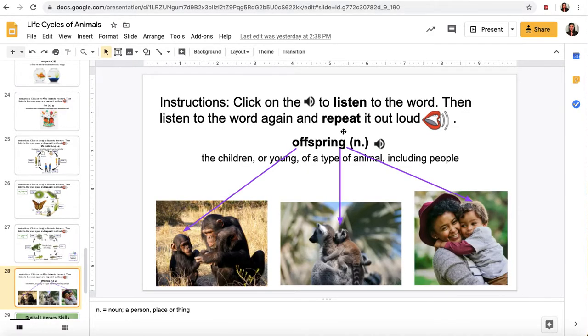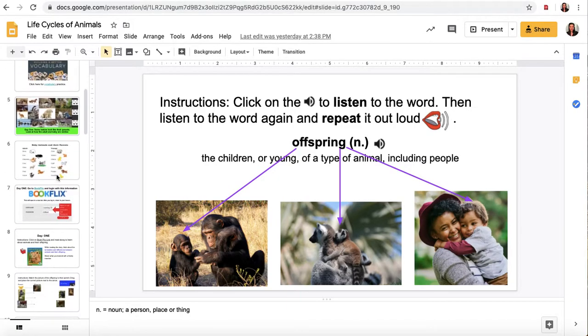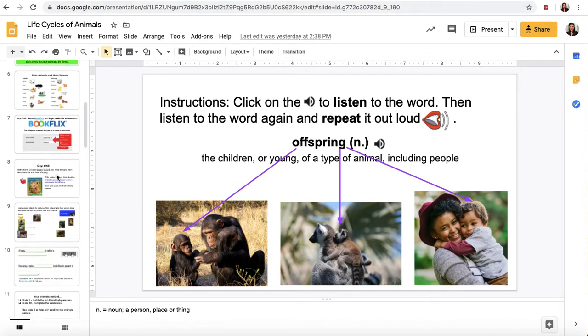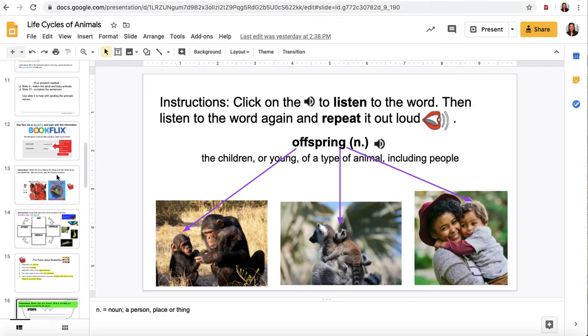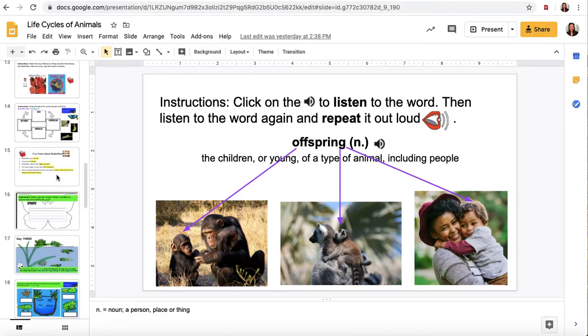We talked a little bit about the word offspring yesterday. Offspring are the children or the young of a type of animal, including people. Here's a mother and her offspring, or her child, and you see the same is true with the animals. Since today is day 2, I'm going to skip through all of the day 1 slides over here on the side.